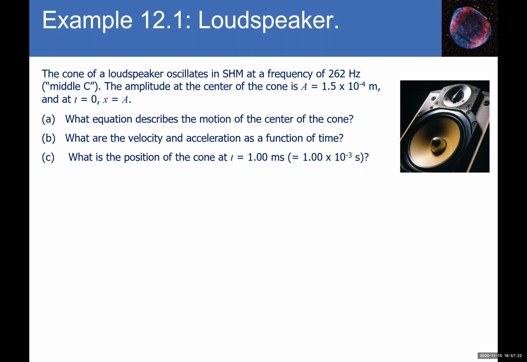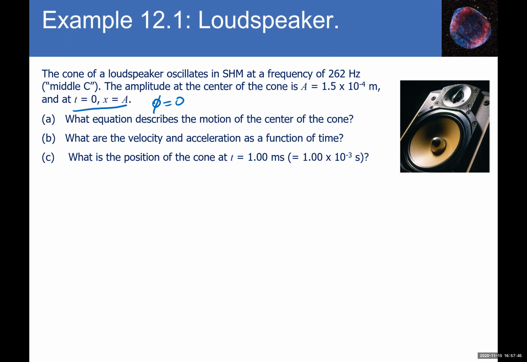The amplitude at the center of the cone is A equals 1.5 times 10 to the negative 4 meters. And at t equals 0, x equals A. Now, that's important information because as we learned, if x equals A at t equals 0, it means that the phase constant here is 0. Now, what equation describes the motion of the center of the cone?